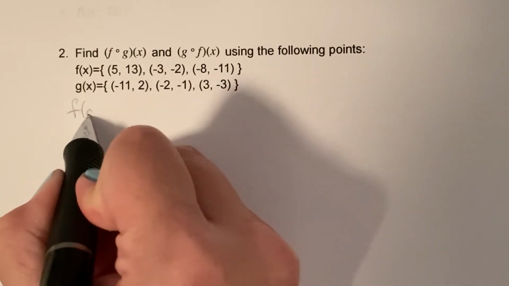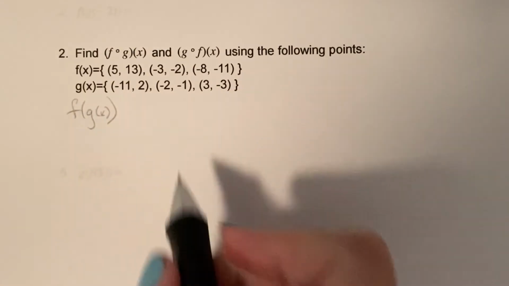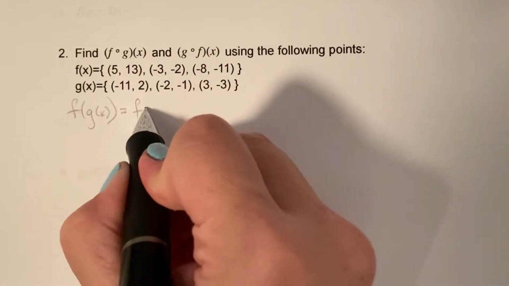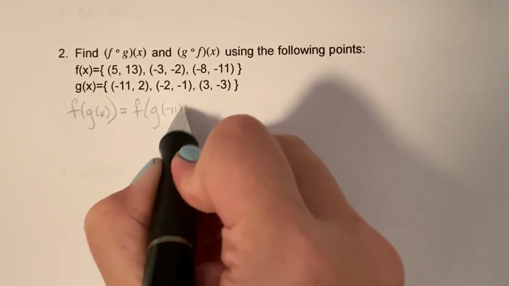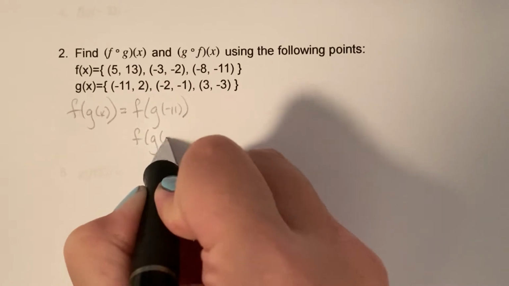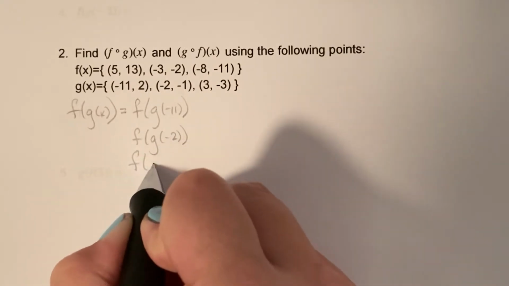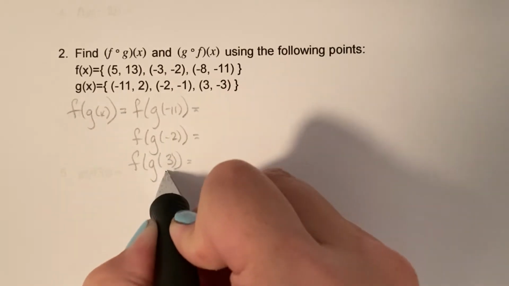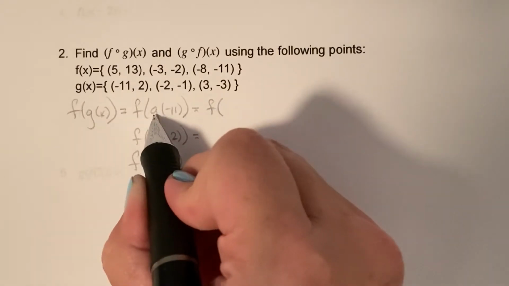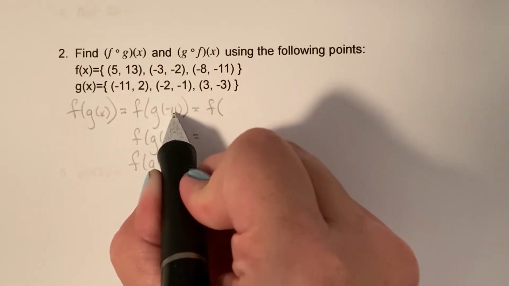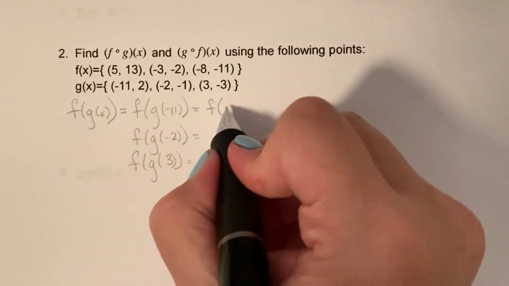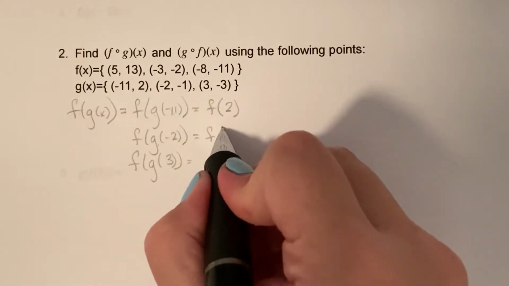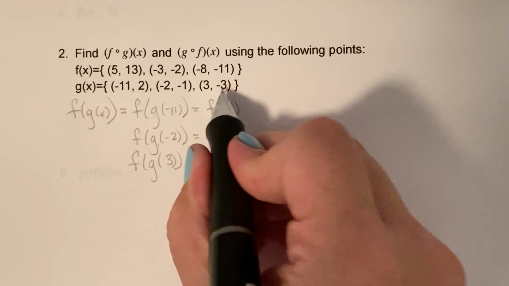Okay, so now for f of g of x using points. For f of g of x, we're going to start with putting in the x values of the g function. So f of g of negative 11, f of g of negative 2, f of g of 3. Now we evaluate the g function here. So we get f of what is the y value that coordinates with the x value of negative 11, 2. Same thing here. What is g of negative 2? Negative 1.